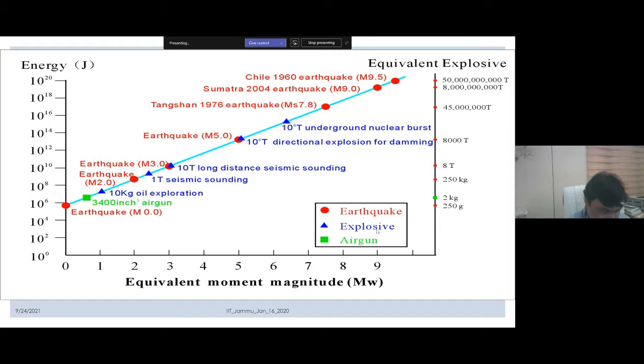If you see the x-axis, the equivalent moment magnitude, the left side of the y-axis, and the right side of the y-axis is energy, and the right axis is the comparative explosive size. So if you see the big explosive magnitudes, the world witnessed the 9.5 magnitude earthquake of Chile in 1960. And you can see about 50 gigaton equivalent energy was released, and about 80 gigaton was released in the Sumatra 2004 earthquake.